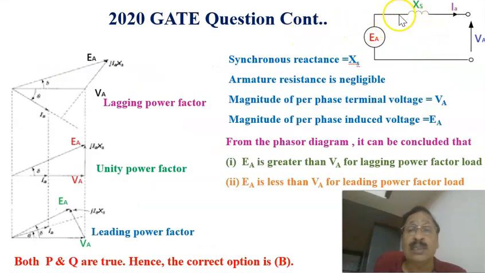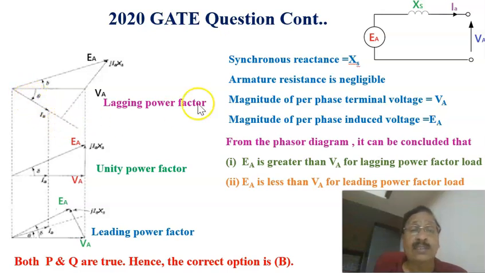Coming to the per phase equivalent circuit of the alternator, this is the terminal voltage VA and this is the induced voltage EA. Since the armature resistance is negligible, only the synchronous reactance, that is XS, is connected. Therefore, this is the single phase equivalent circuit of the alternator. Here the magnitude of per phase terminal voltage is VA and the magnitude of induced voltage is EA. For a lagging power factor load, the current IA is lagging the voltage VA by a certain angle phi.